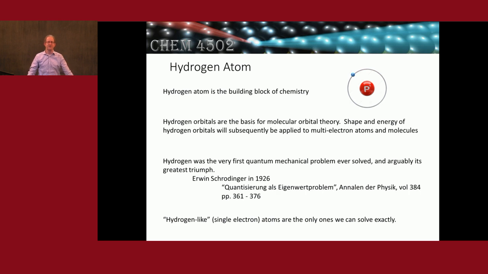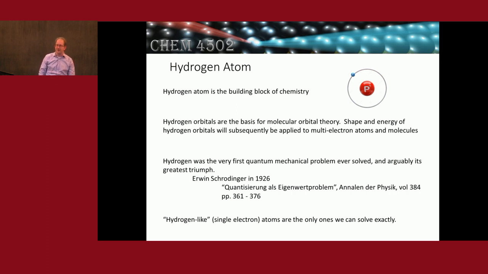So, the hydrogen atom is probably the most important atom in all of chemistry. It's the building block of how we think about chemistry. Hydrogen orbitals are the basis for molecular orbital theory. It's how we think about bonding in organic and inorganic chemistry. The shape and energy of hydrogen orbitals will subsequently be applied to multi-electron atoms and molecules in this class. It was also the very first quantum mechanical triumph.